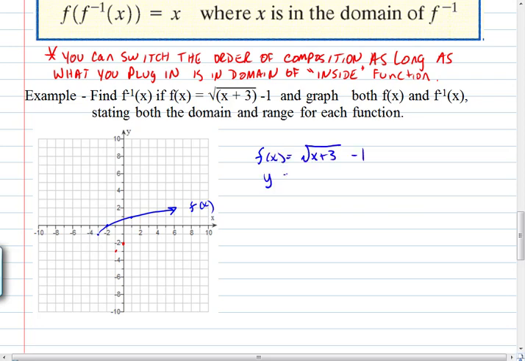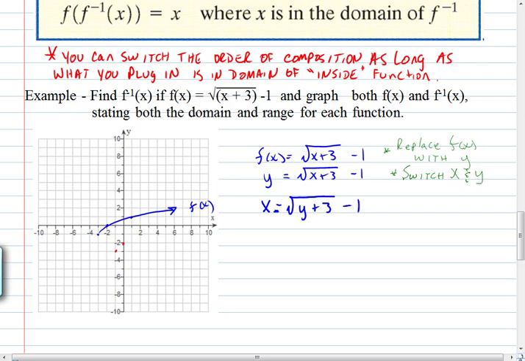But y is equal to f of x, so I'm going to replace that y there. And what do I do now? Switch x and y, because that's how you get an inverse from a function, is you switch x and y. So what I'm going to write is x equals square root of y plus 3 minus 1. And now I just solve for y.